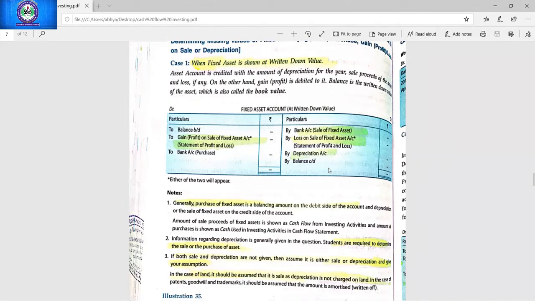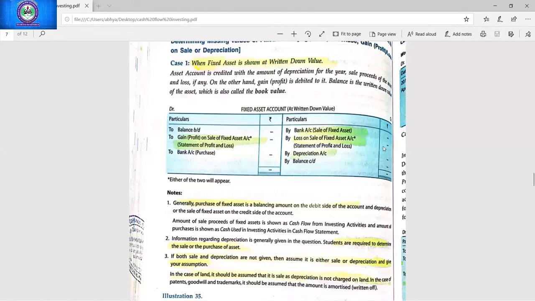Yes, there is profit or loss. Costing rupees 20,000 was sold for 15,000. There is a loss of 5,000. So this loss we are going to write on the credit side by writing statement of P&L loss. We will not be writing P&L here because we are doing company chapter. In company, P&L is known as statement of P&L. So we have to write here statement of P&L, profit and loss account 5,000.